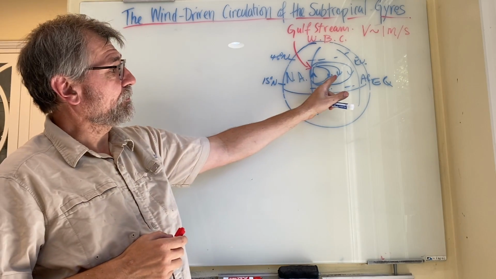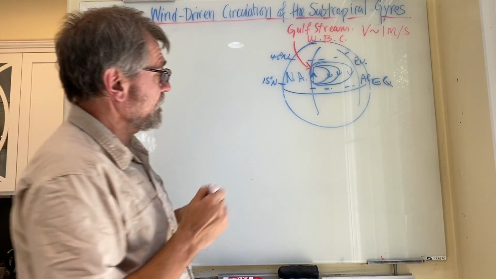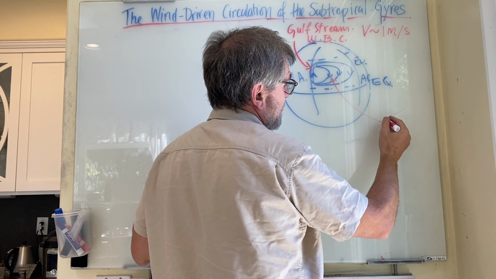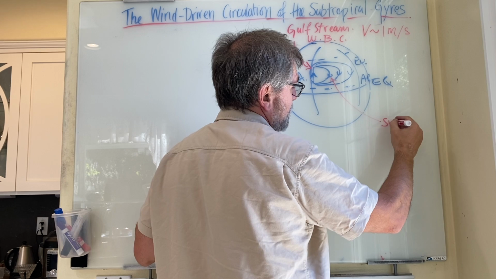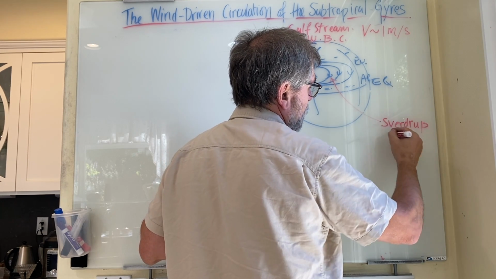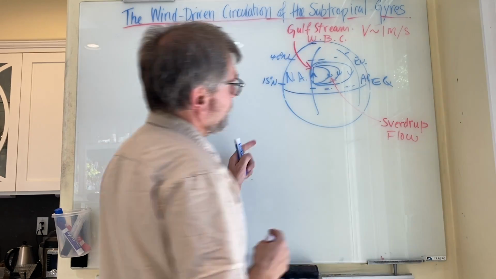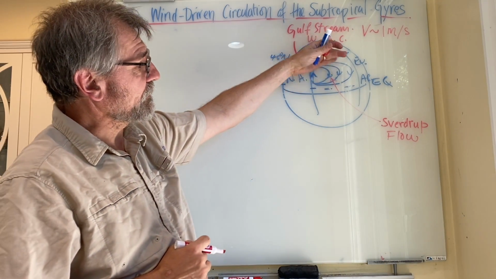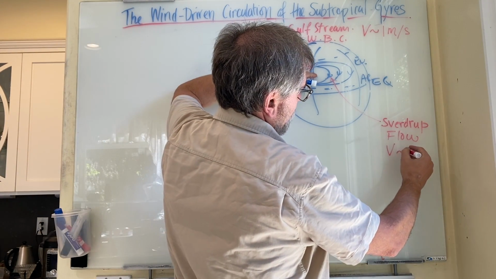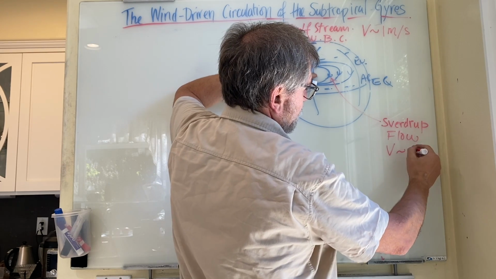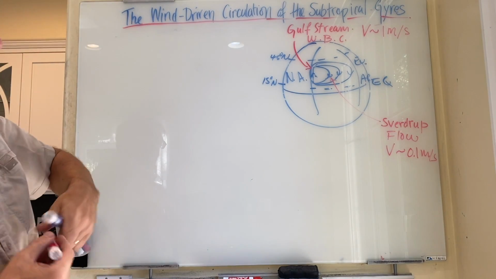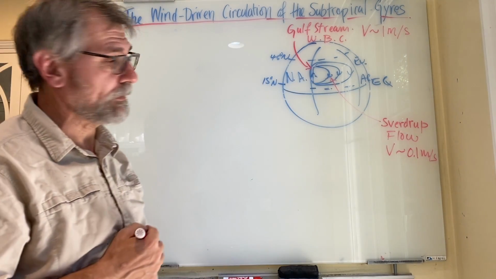In the interior, the flow that flows south, physical oceanographers call this southward drift the Sverdrup balance, or the Sverdrup flow, in honor of Sverdrup, who was the first one to come up with the theory of why there is this southward flow. And that current, V, is on the order of 0.1 meters per second, so about 10 centimeters per second, about 10 times slower than on the west.